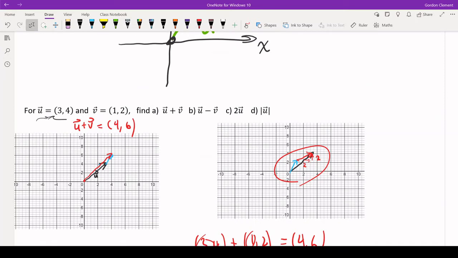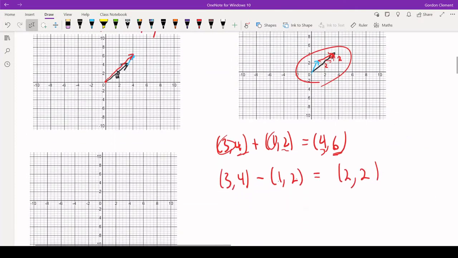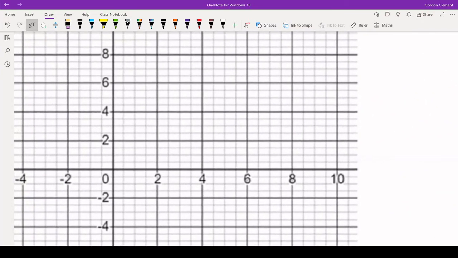For C, we're going to do a scalar multiplication, so I'm going to go with the easy 2u. So a vector twice as long as u in the same direction. So there's 3, 4. So there's the vector u. If I wanted to do 2u, I could add on another u from there. So go over 3 and up 4 from there.